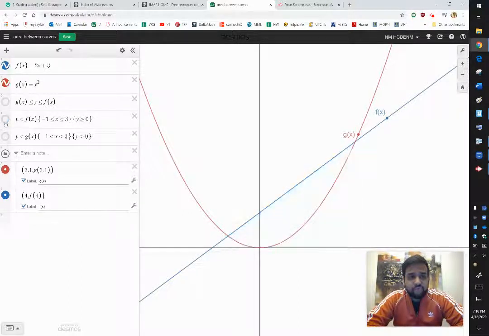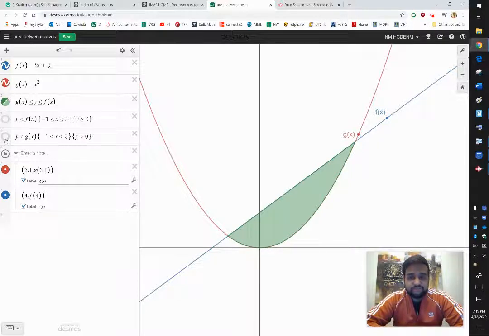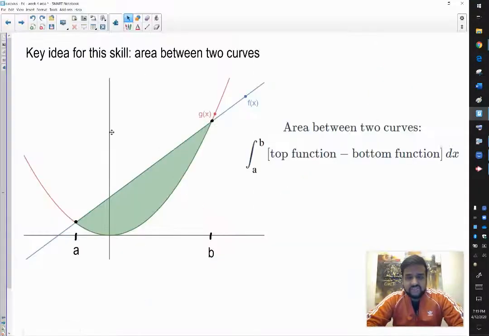What I need to remove is the area underneath the lower function. So if I find that area, the integral from a to b underneath g of x, the parabola, the bottom function, if I take the blue area and cut away the red area, what I'm going to be left with is precisely this green space. So top integral minus the bottom integral. That's basically what this is saying right here.